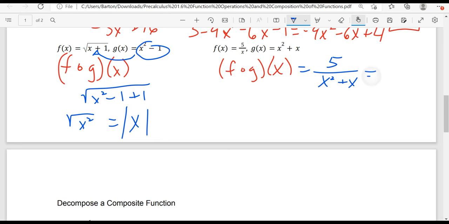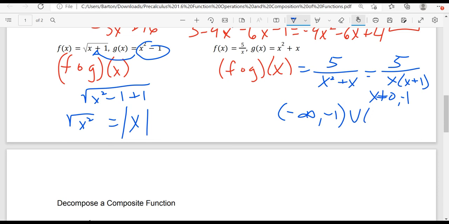Don't believe me? Factor by using the GCF. And then, so x can't be 0 and negative 1. Keep wanting to say 1, it's negative 1. And then if we write it in interval notation, negative infinity to negative 1, negative 1 to 0, 0 to infinity.